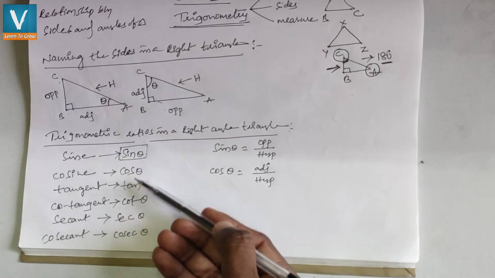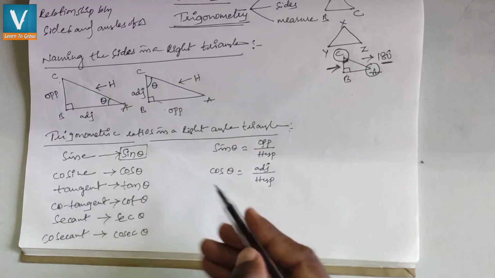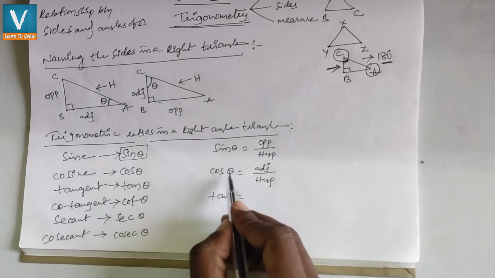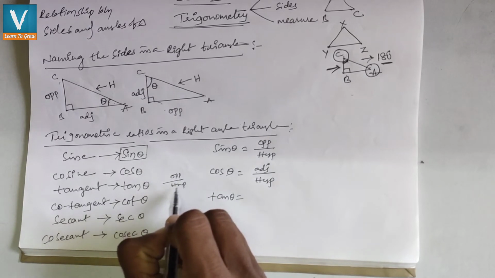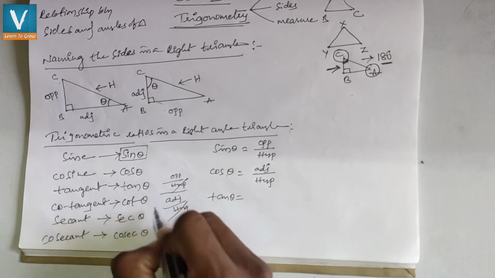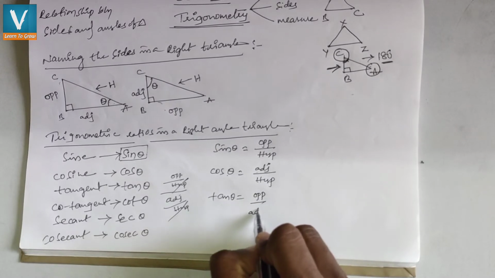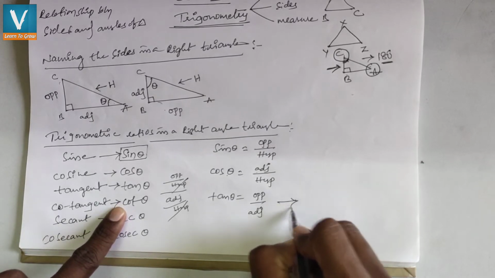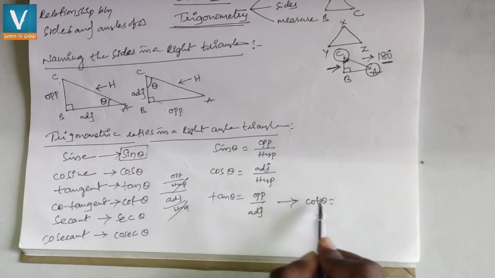If you divide sin and cos, you will get tan. So tan theta is equal to sine by cos. If you divide, opposite by hypotenuse over adjacent by hypotenuse, the hypotenuse will be cancelled. The remaining is opposite by adjacent, which indicates tan theta. After tan, what do we have? Cot. The multiplicative inverse of tan is known as cot.